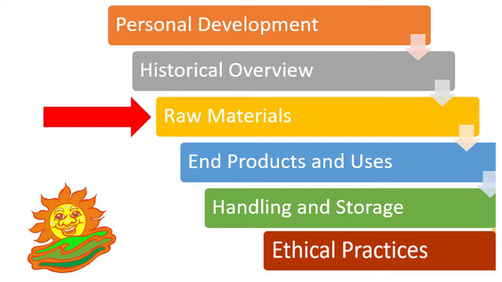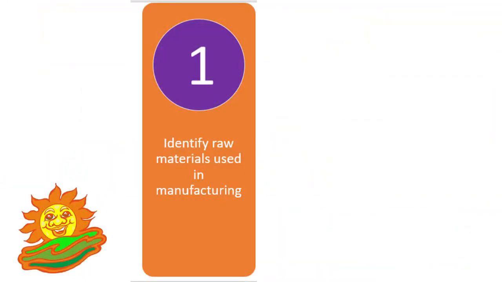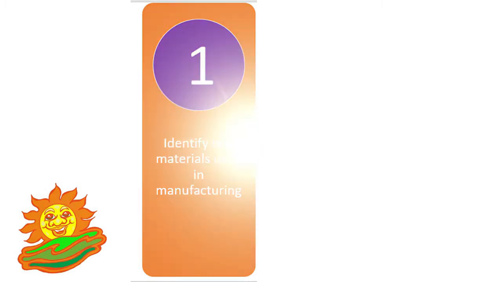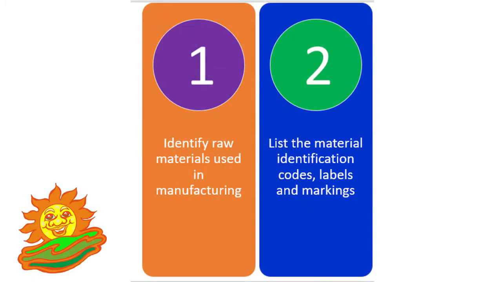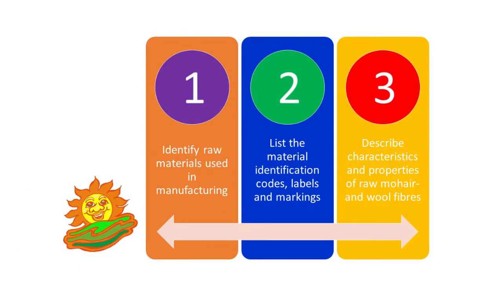After completing this section, you will be able to identify the primary raw materials used in factories when producing raw mohair and wool. List the material identification codes, labels and markings as required in your workplace. Describe the characteristics and properties of raw mohair and wool fibers.